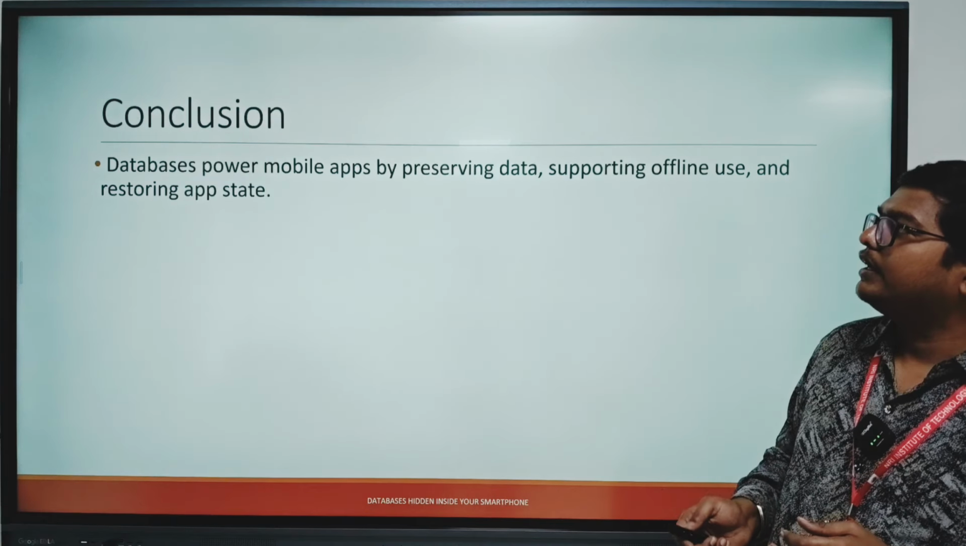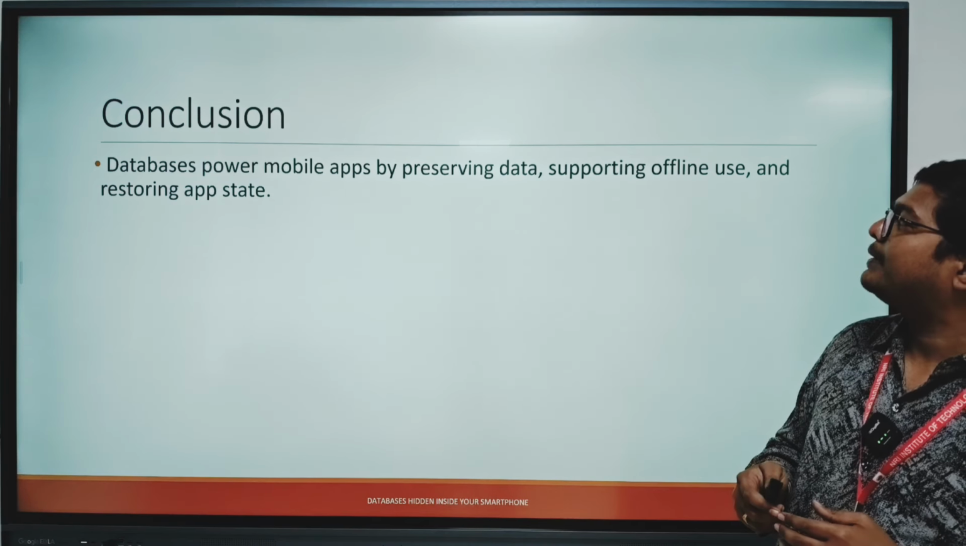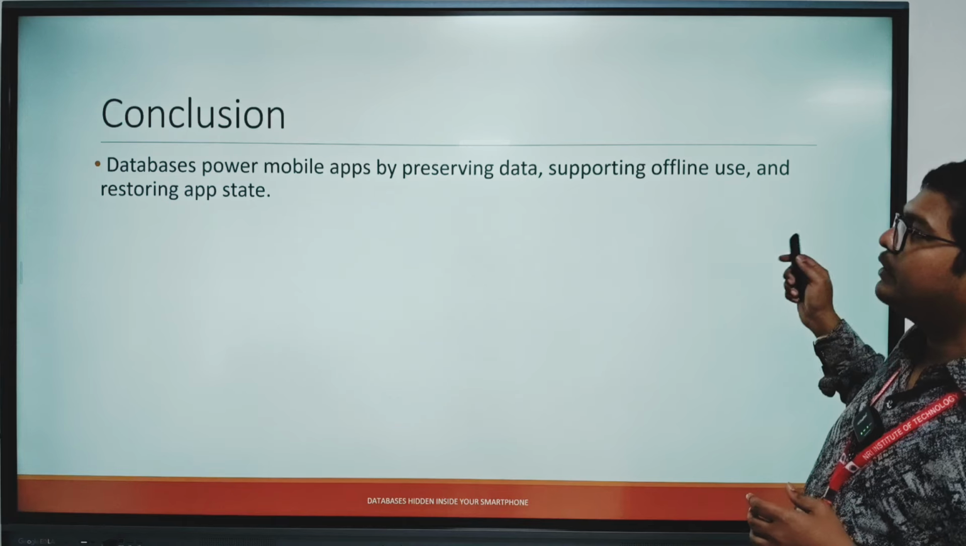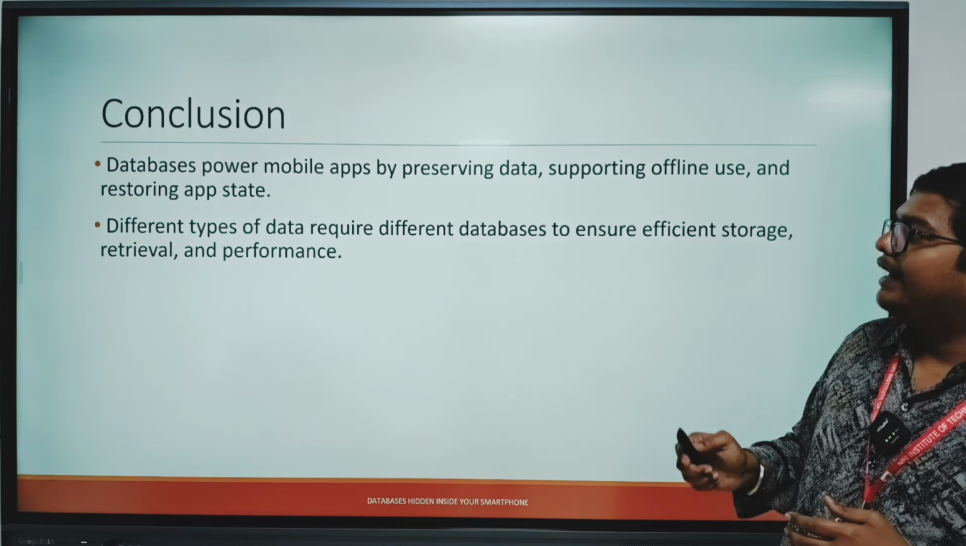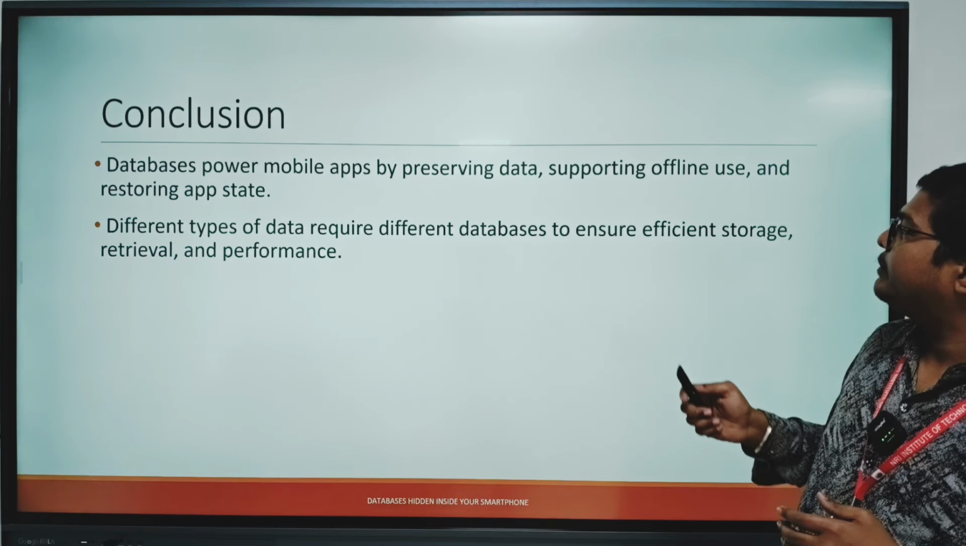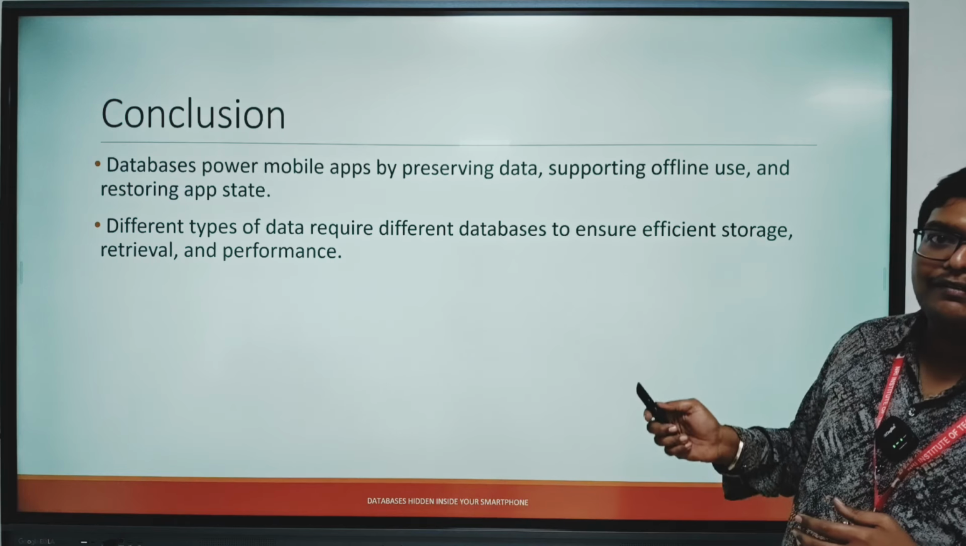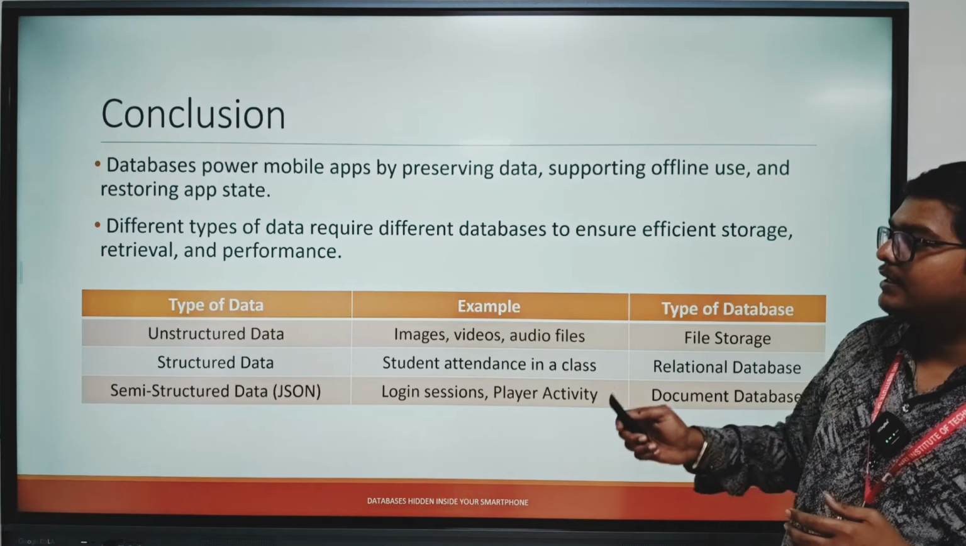So in conclusion, databases power mobile apps by preserving data, supporting offline use and restoring app state. Different types of data require different databases to ensure efficient storage, retrieval and performance. So here is a summary.